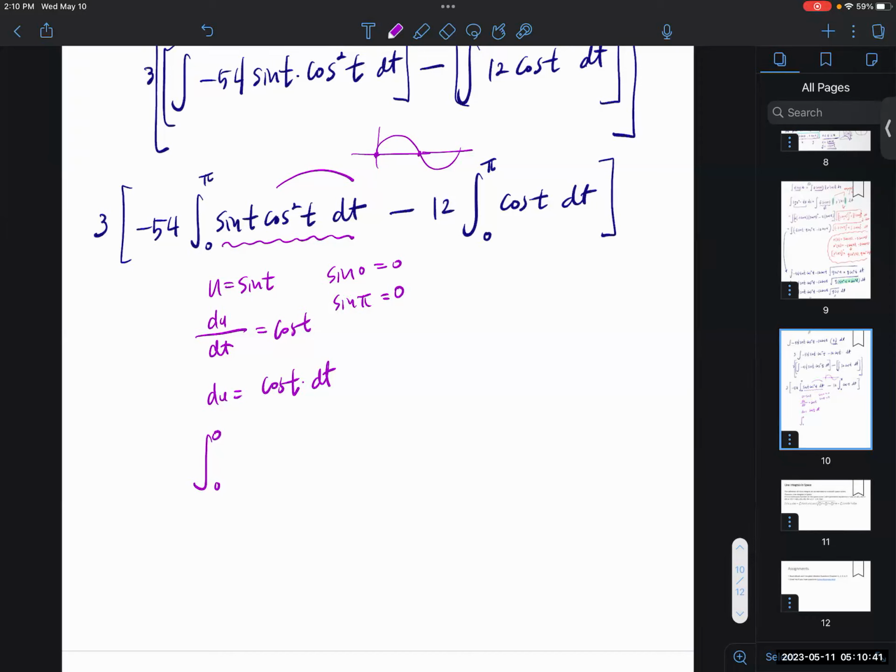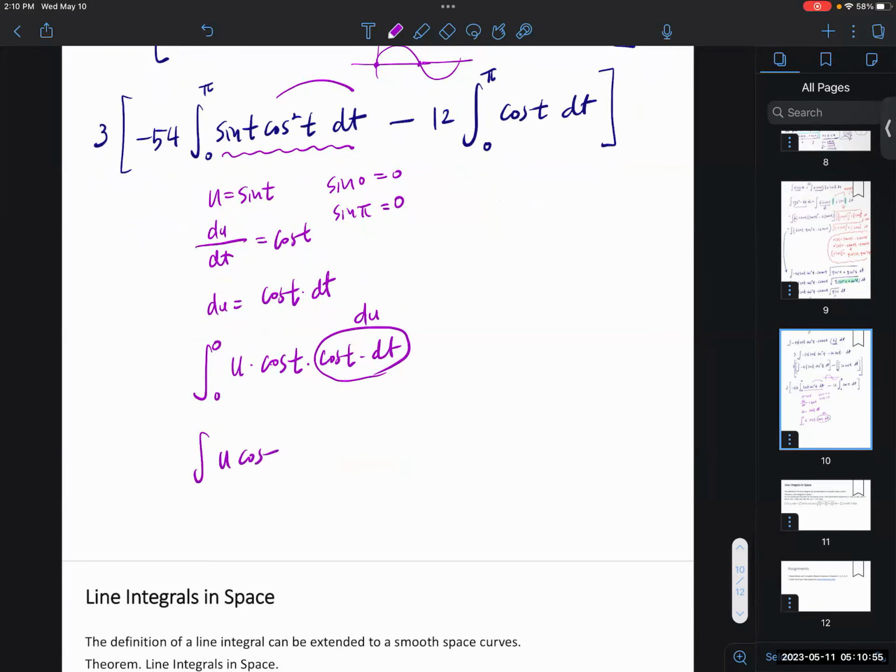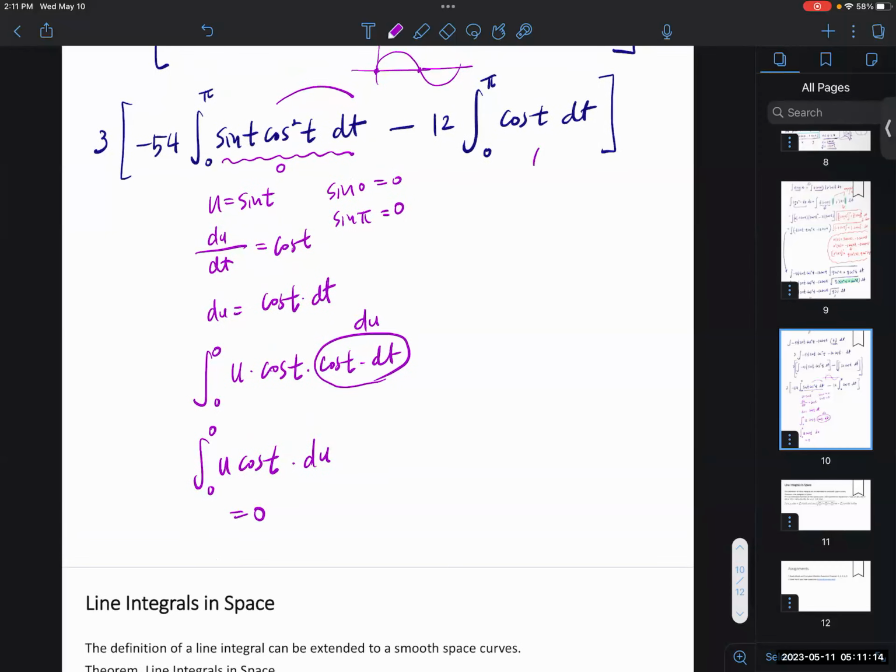Oh, this is 0 to 0. Okay, that's getting interesting. So sine t is u, and then cosine t dt is going to be du, but it is going to be from 0 to 0. There is no area. So this part, I found out is 0 anyway, isn't it? So if I rewrite it, we need to do only this part.